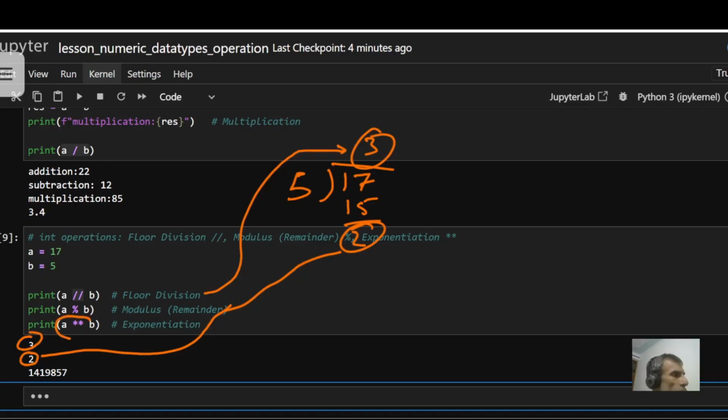And exponentiation of a and b means 17 to the power of 5. That's what's happening over here. So this exponentiation is 17 to the power 5.